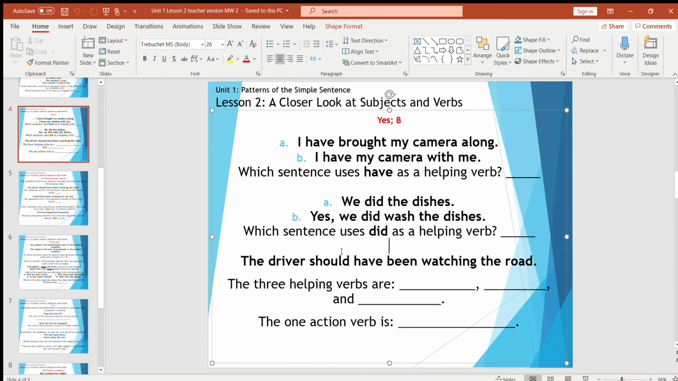So the driver should have been watching the road. So we have 3 helping verbs in this sentence. And those 3, if you don't remember what they are, you can go back to the previous slide to look at them. But you might notice you have the should, have, and been, a form of be right here, should have been. So those are the 3 helping verbs. What action verb are they helping? Watching. So if I on a test asked you to circle all of the verbs in the sentence, you would want all 4 of those words circled. They're all verbs. Different types of verbs, helping versus action verbs, but they're still verbs.